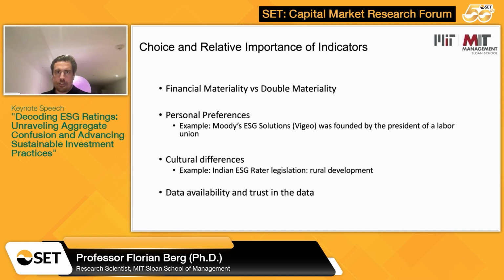And then I told you about the scope and the weights, what we call in our paper the scope and weights divergence. So this is really the choice and the relative importance of indicators. Again, here financial materiality and double materiality is really important, because maybe one indicator is more about financial materiality, another indicator is more about impact materiality. And that would also define how relatively important the indicator is. Are CO2 emissions more important than DEI or not for a certain company? Those are all choices to be made. And there are also personal preferences in there.